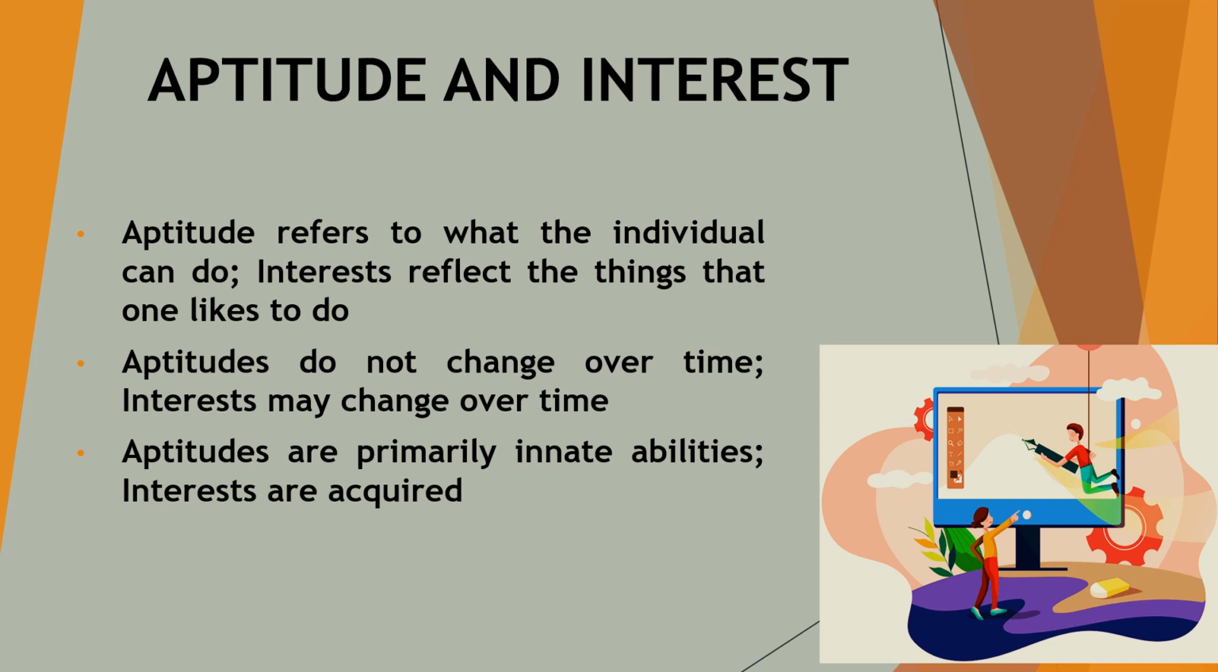Consider an example. A person wants to become a graphic designer. Aptitude might refer to the person's natural artistic ability, their eye for design, and their ability to use design software. Interest, on the other hand, would refer to the person's passion for design, their enjoyment of working on creative projects, and their curiosity about design trends.